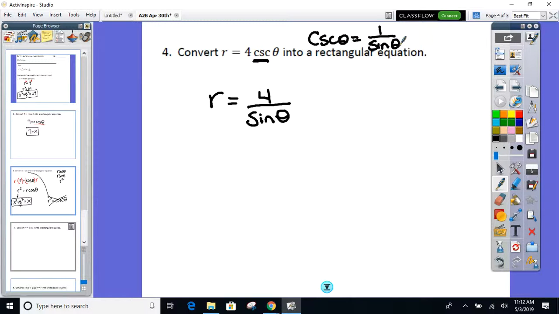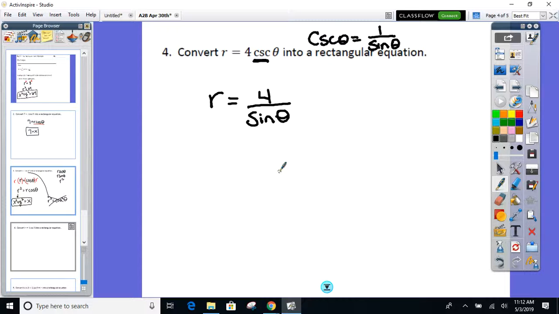All right, your next move. Remember, I need one of these up there. I need an R cosine, an R sine, an R squared. Some of you may want to just try to square both sides right away, because you get the R squared, but you're going to get sine squared over here, and I don't have anything for that, so that's not going to help.